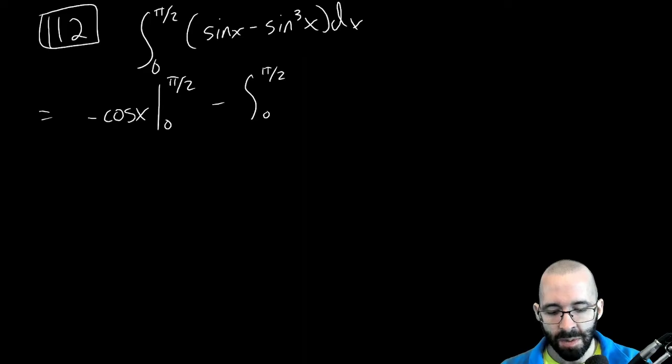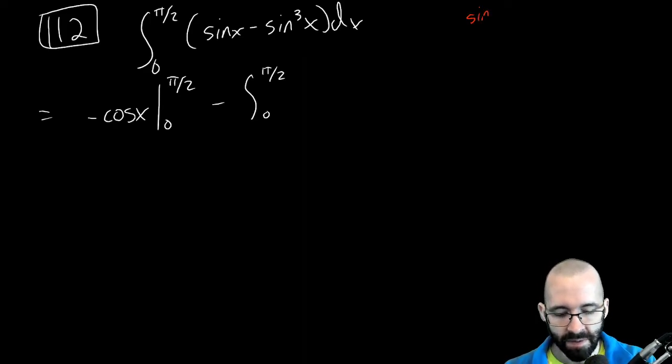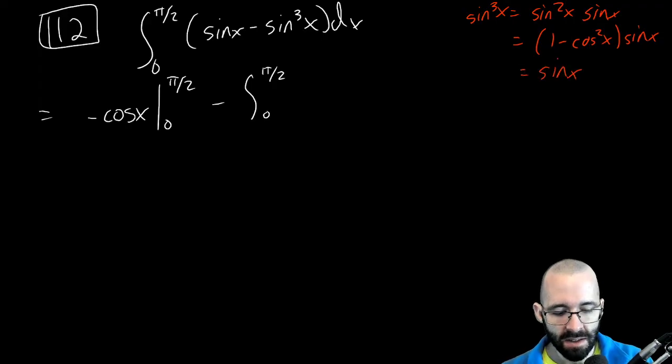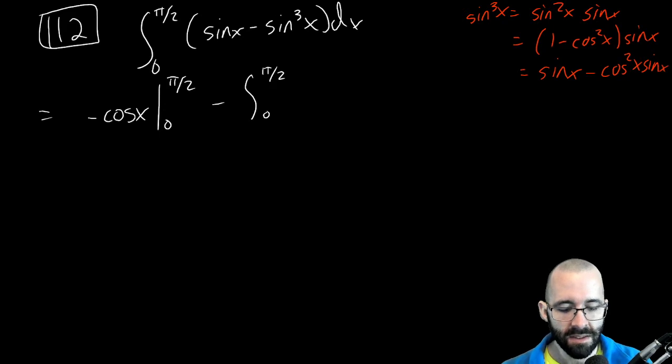So let's write sine cubed as sine squared of x times sine of x, which is 1 minus cosine squared of x times sine of x, which is sine of x minus cosine squared of x sine of x. We'll use this.